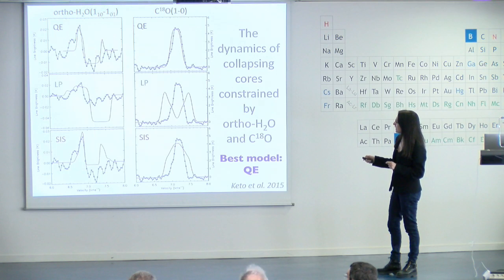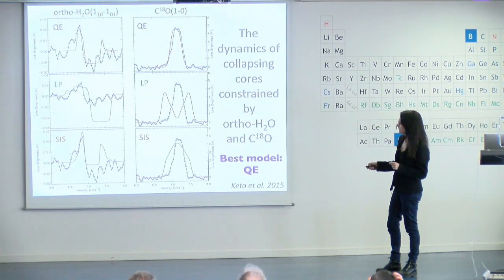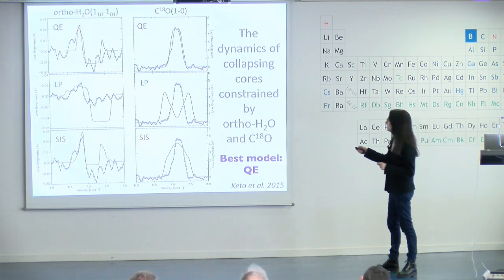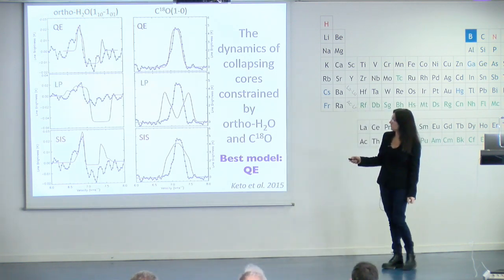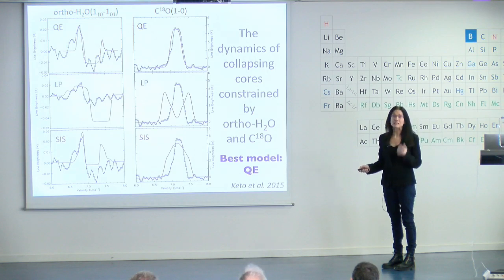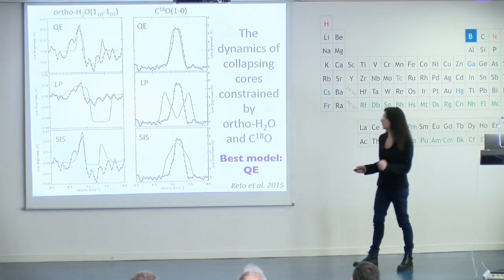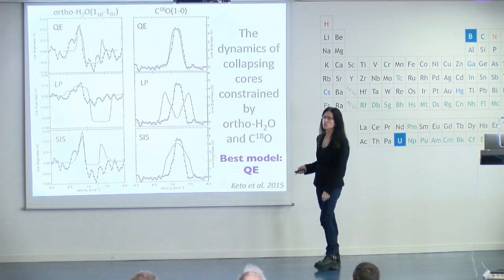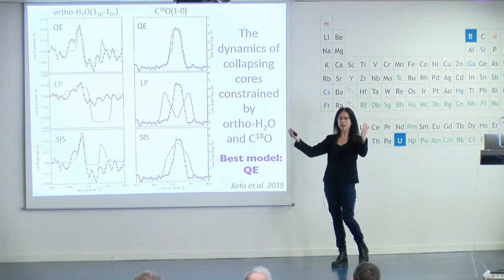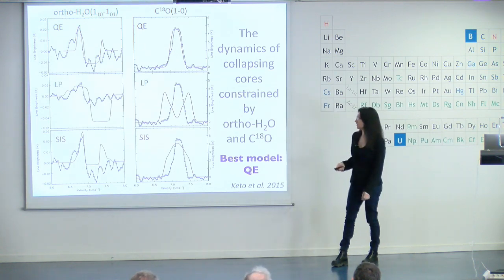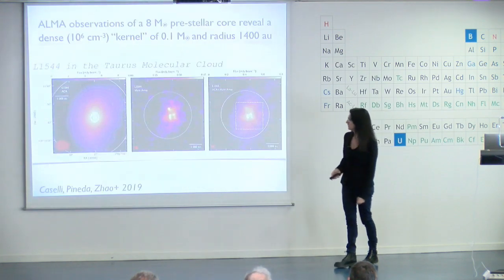So you can see here, again, the water line with this square, and this is the C18O 1 to 0 line, and the various panels here show the SIS, the LP, so Larson-Penston, and this quasi-equilibrium. You can see that only with the quasi-equilibrium could we reproduce the lines. So SIS and LP are definitely not good for this specific cloud, and we could easily rule them out. We always need at least 2 lines, because the CO is measuring the envelope and the water is measuring the central part, to be able to model.